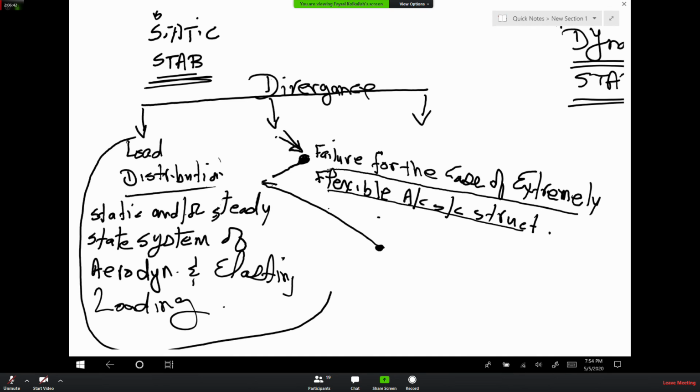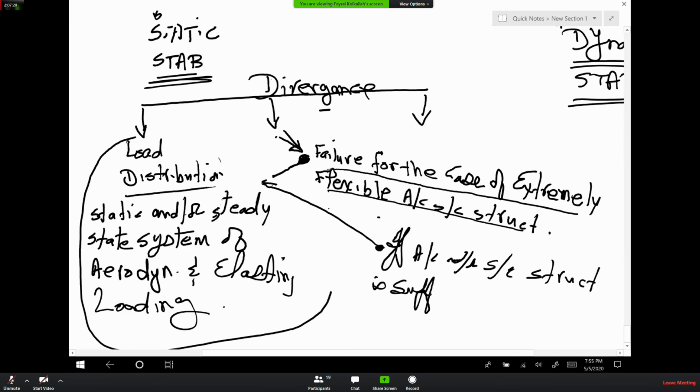So for the case of failure, for the case of extremely flexible aircraft or spacecraft, that's going to be bad news because we are having divergence. But if the structure is not extremely flexible, if it's sufficiently flexible, let's say that the aircraft and/or the spacecraft structure is sufficiently flexible, then what's going to happen, instead of divergence and we become not stable, we're going to have convergence.